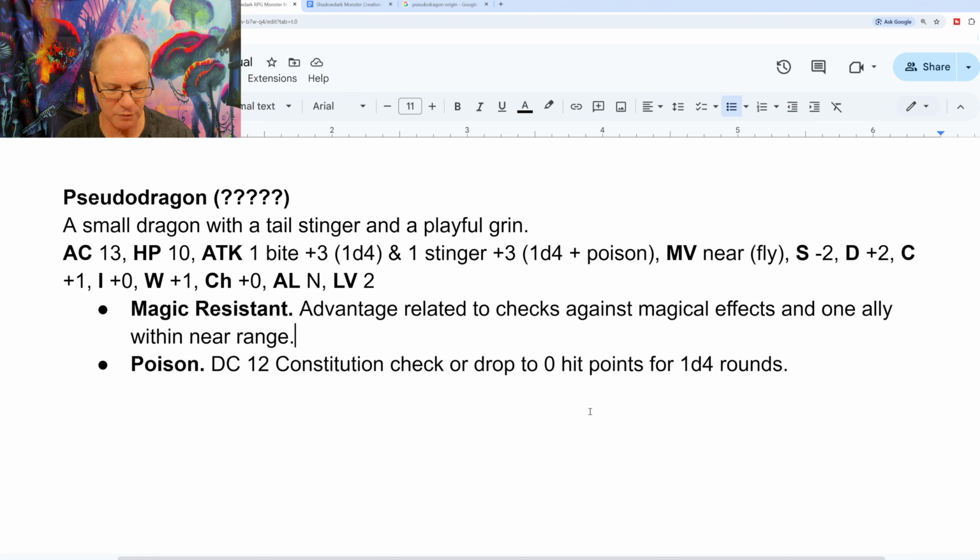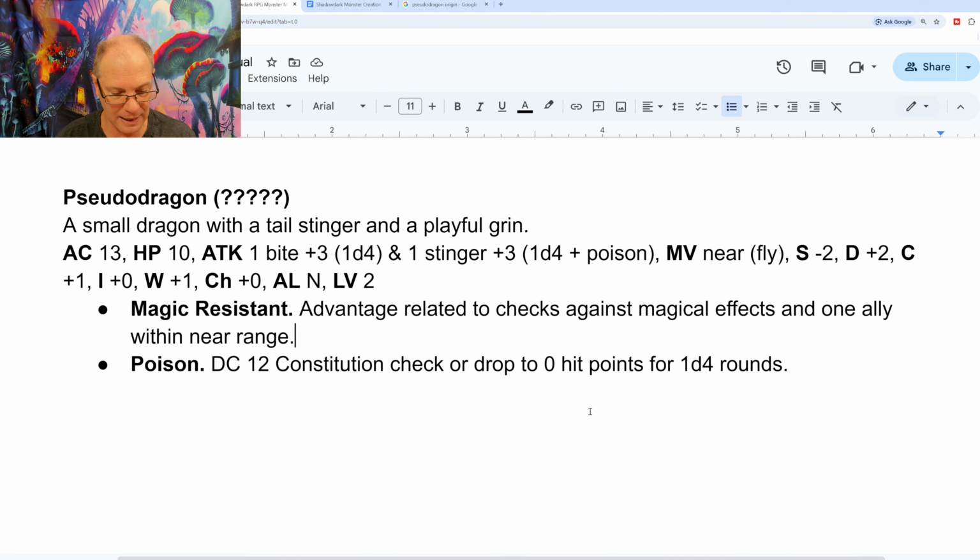I decided to avoid paralysis in this case and to go with dropping to 0 hit points for 1d4 rounds. I believe that was based off what AD&D was using in the first place. Now you could use a snake or a spider, because they both have poison effects in Shadowdark. A spider does paralysis, just like the centipede, but a snake is a little different.